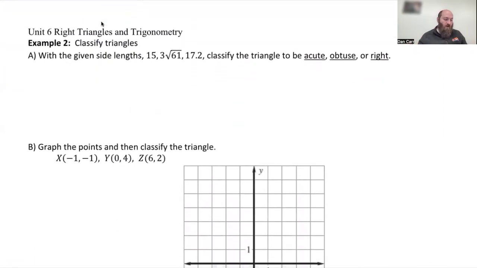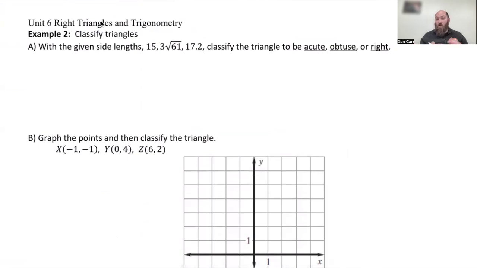First thing is, when we look at these types of problems, we want to make sure we can create a triangle. That's always step one. So when I look at my lengths, 15, 3 root 61, and 17.2, the first thing I'm going to do is plug 3 square root of 61 into my calculator, and that comes out to about 23.43. So my two smaller lengths, 15 plus 17.2, is that greater than 23.43?